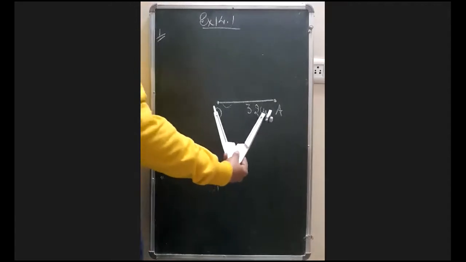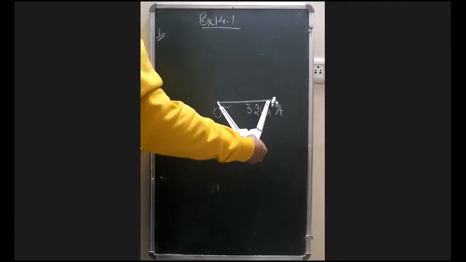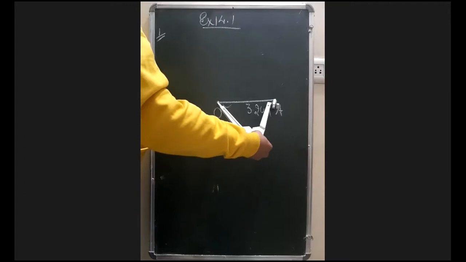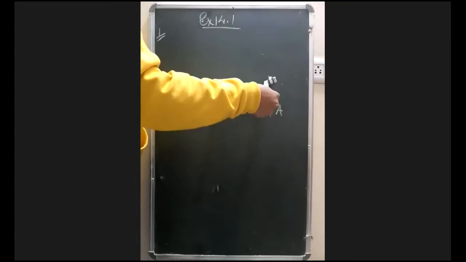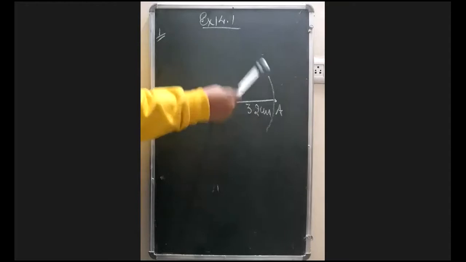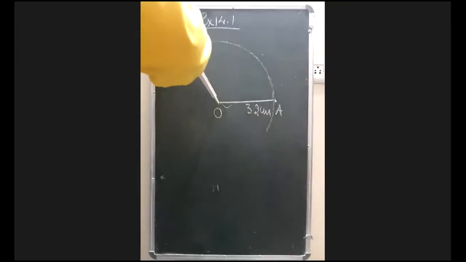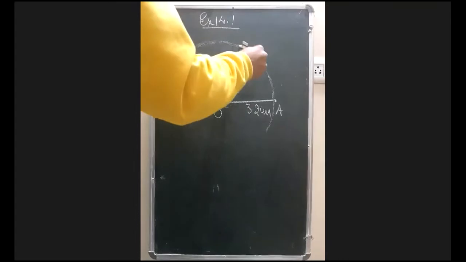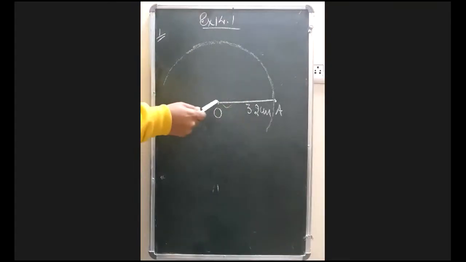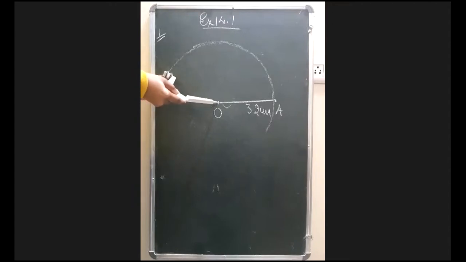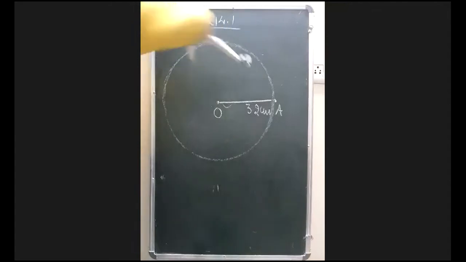I will put my compass here and the needle will be on O, and on the other end will be your pencil, and start drawing like this. Okay. Now you also draw it.